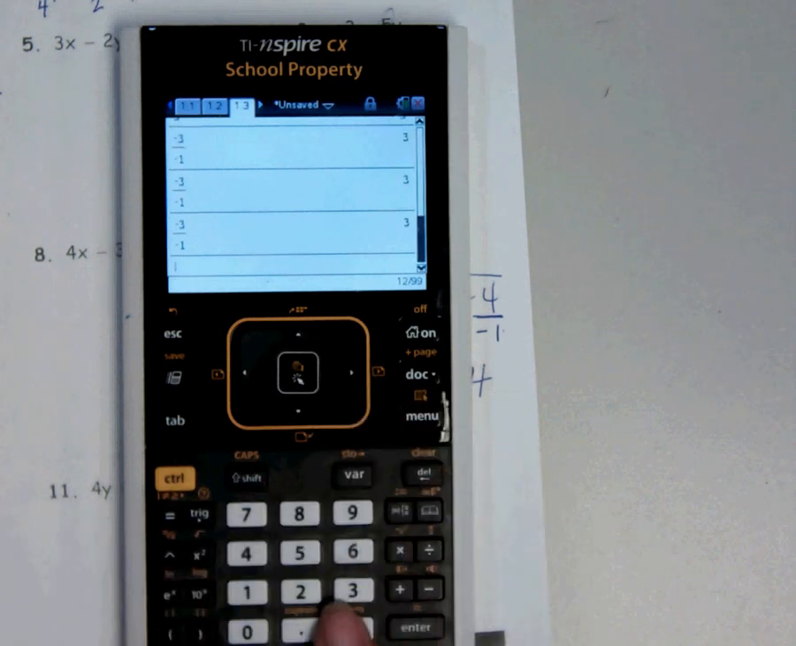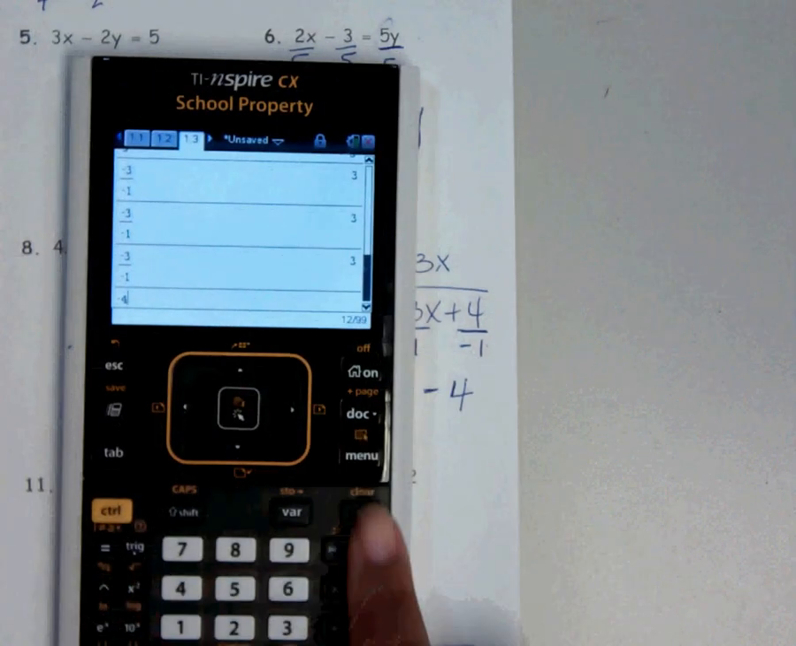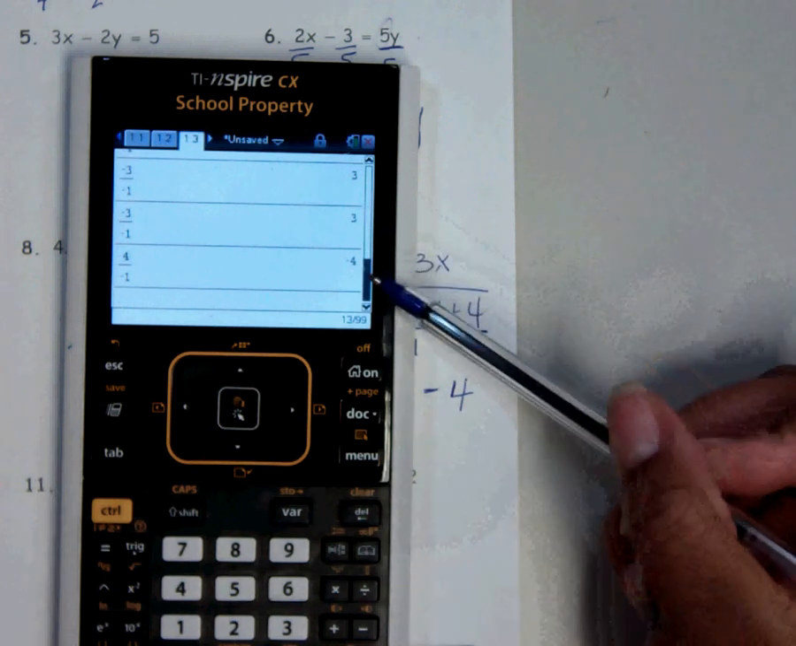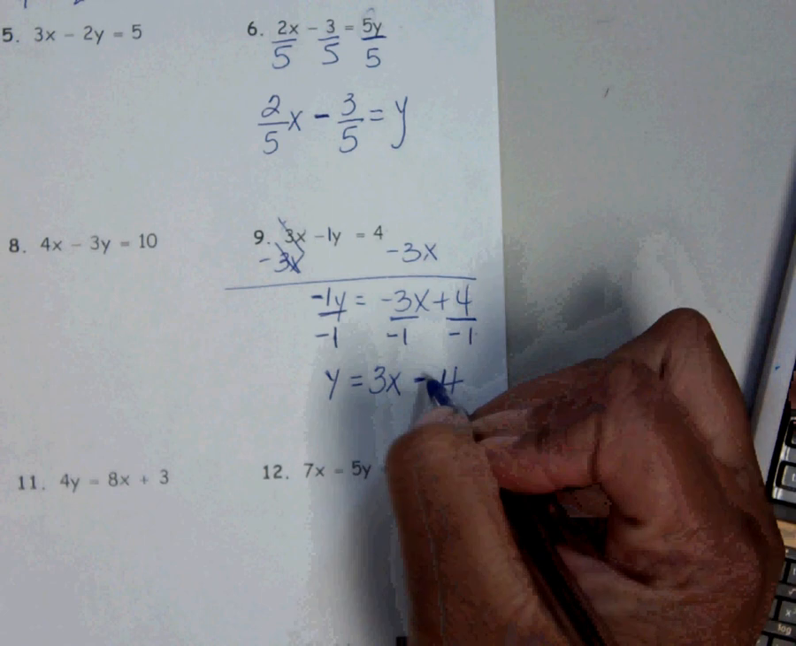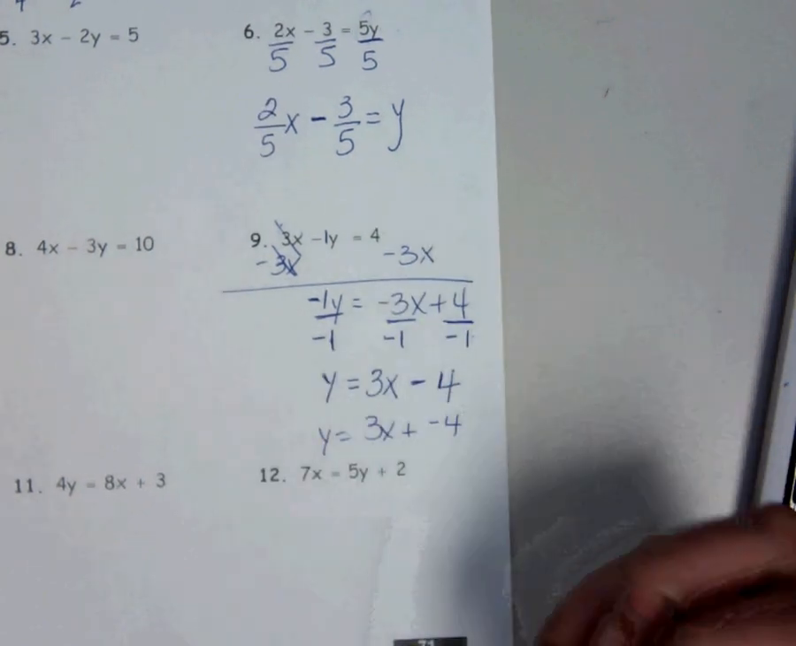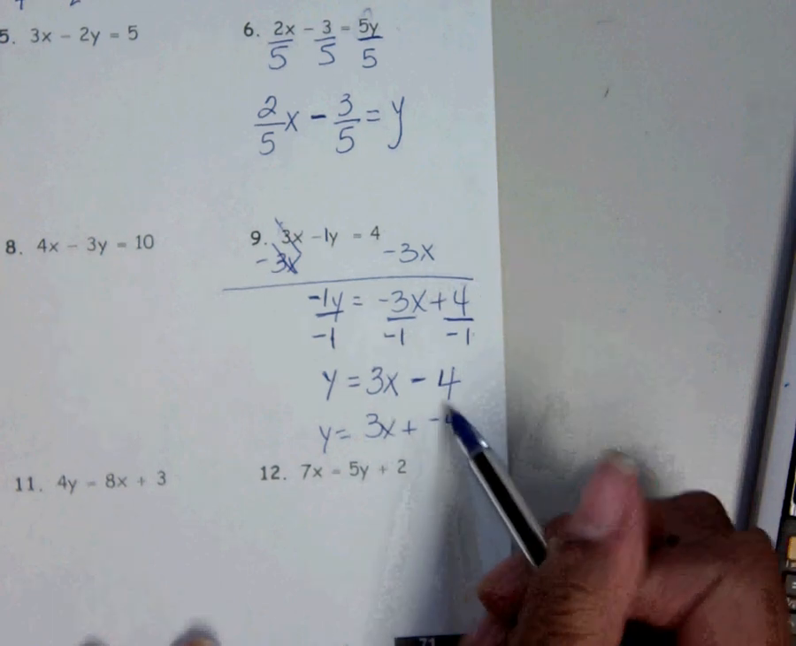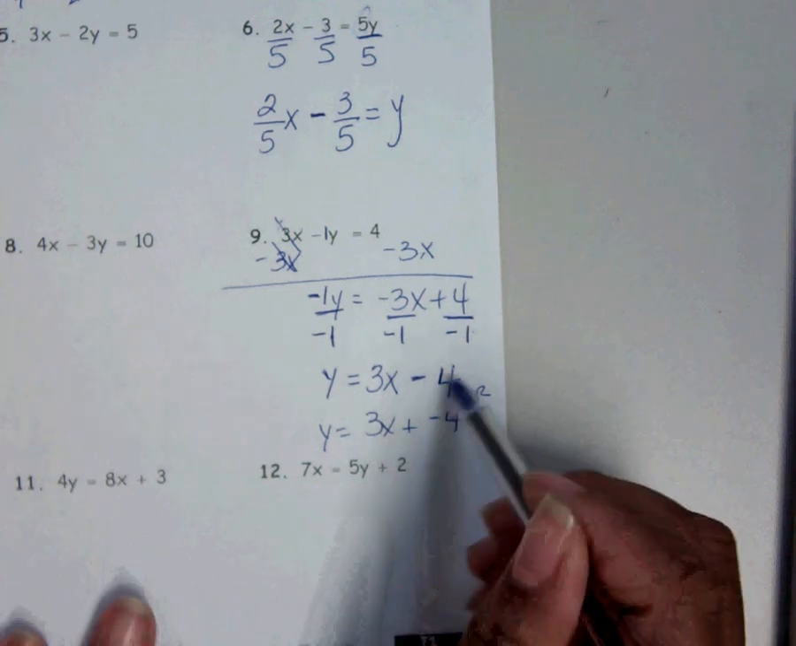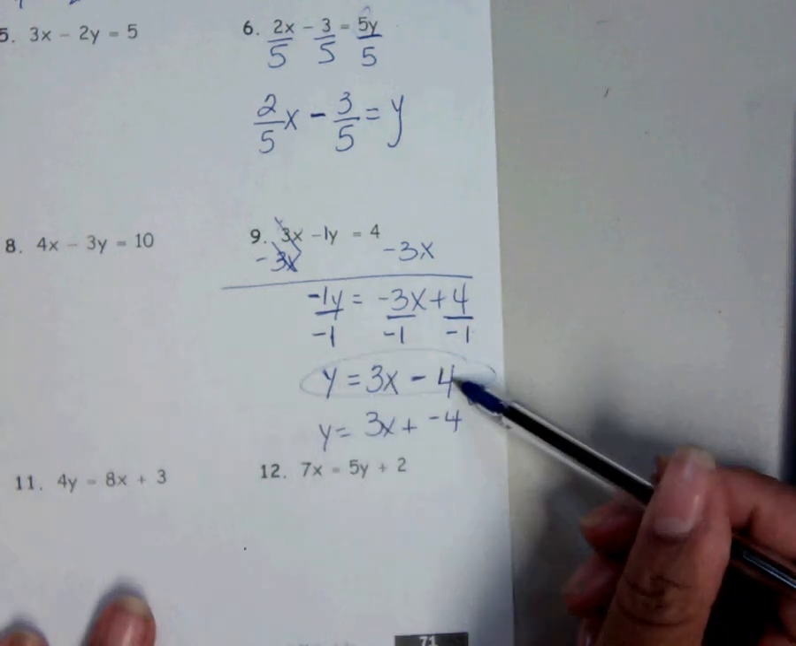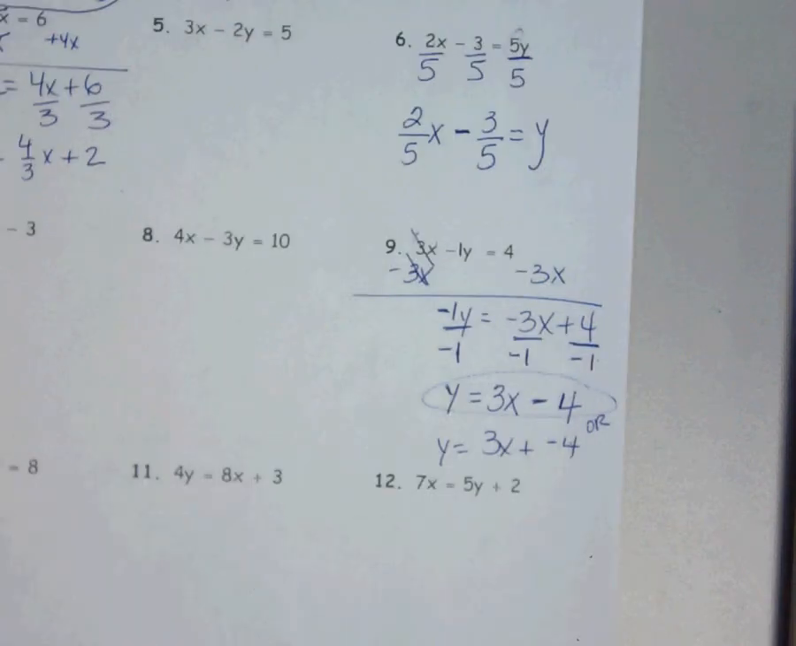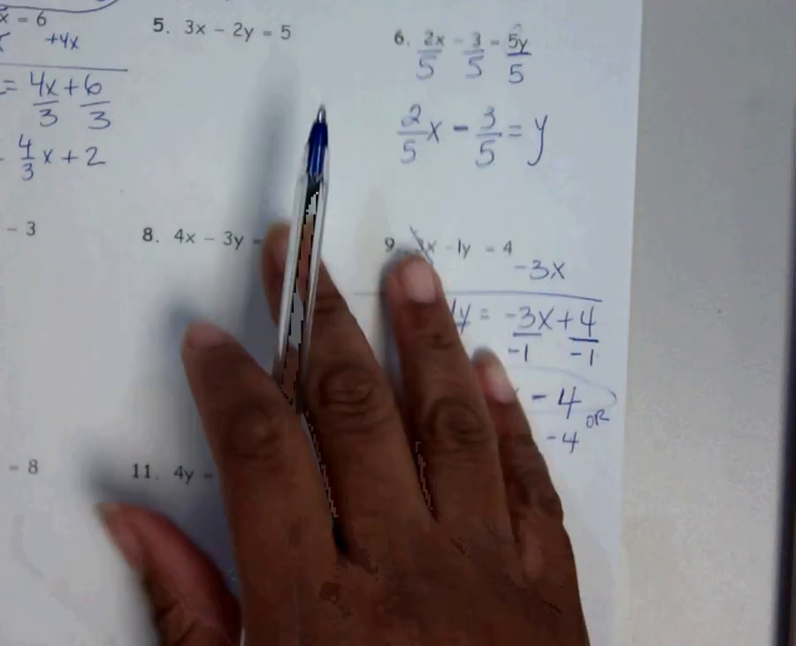And so then I did negative 4. Oh no, that's a positive 4. Divided by negative 1. And there you have it. It gives you negative 4. So I could have written 3x plus negative 4. But we as math teachers, when we see negative 4, we know to just write minus. So we will accept either or. But you got to know that this means that the 4 is negative, because it's a plus a negative. Okay, so that is the conclusion to your solving for y.